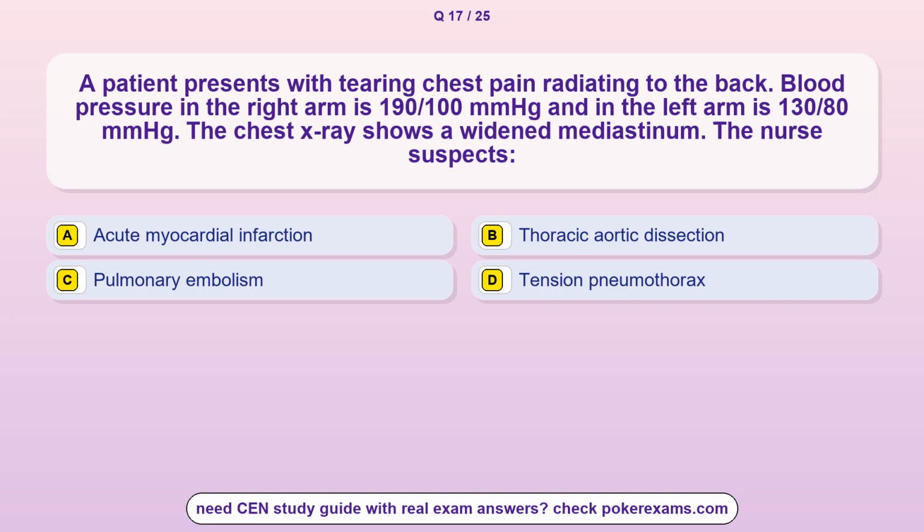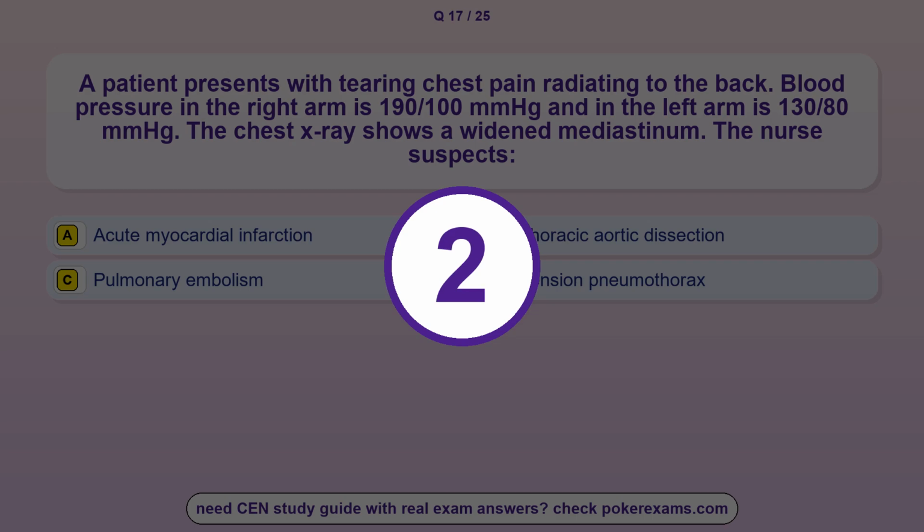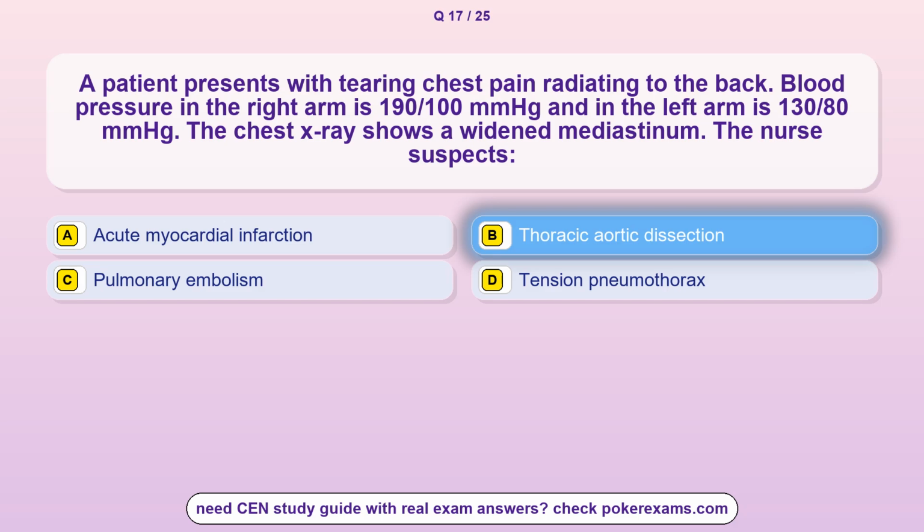Question 17. A patient presents with tearing chest pain radiating to the back. Blood pressure in the right arm is 190/100 mmHg and in the left arm is 130/80 mmHg. The chest X-ray shows a widened mediastinum. The nurse suspects option A, acute myocardial infarction. Option B, thoracic aortic dissection. Option C, pulmonary embolism. Option D, tension pneumothorax. The correct answer is option B, thoracic aortic dissection.